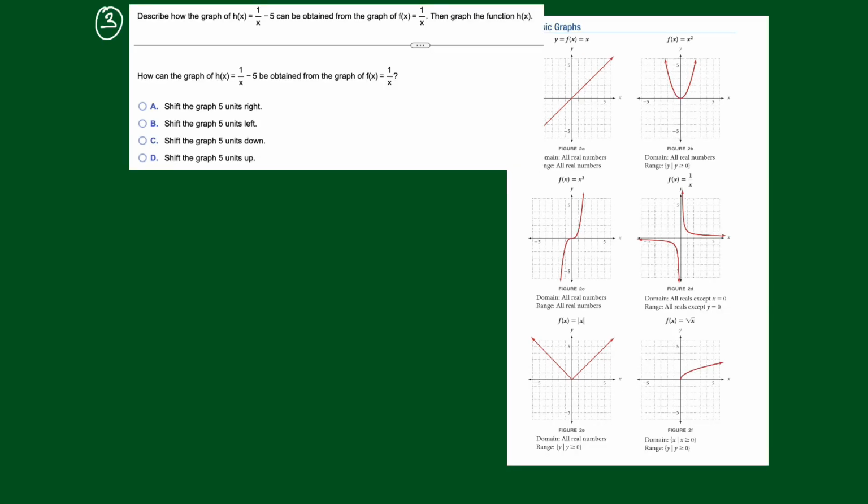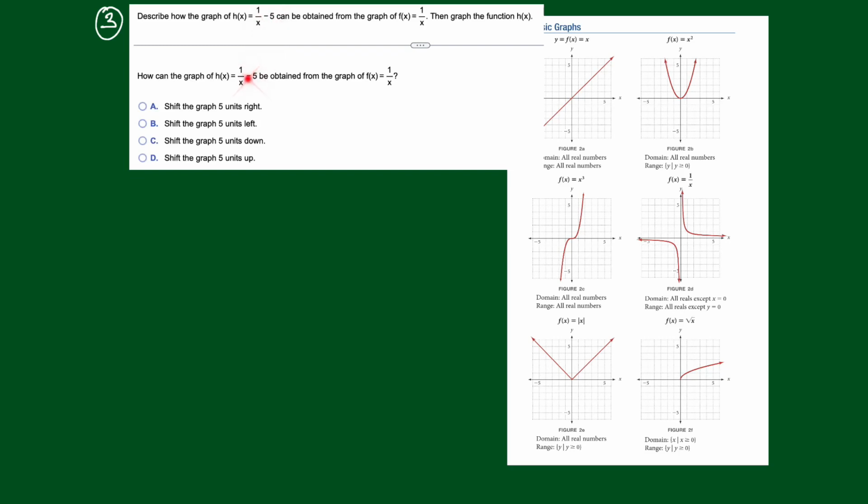Now what we're supposed to do is graph this function right here, but how can it be obtained from this graph, 1 over x? Now the 1 over x graph is this one right over here. Okay, that's our graph of 1 over x. Now look what we're doing. We're taking 1 over x, and then we're subtracting 5. So it's 1 over x minus 5. That's going to be a shift downward 5 units.